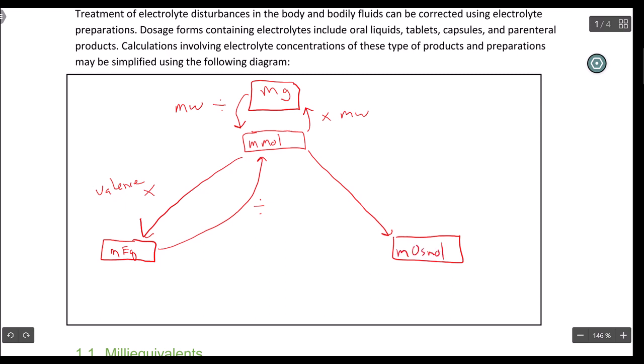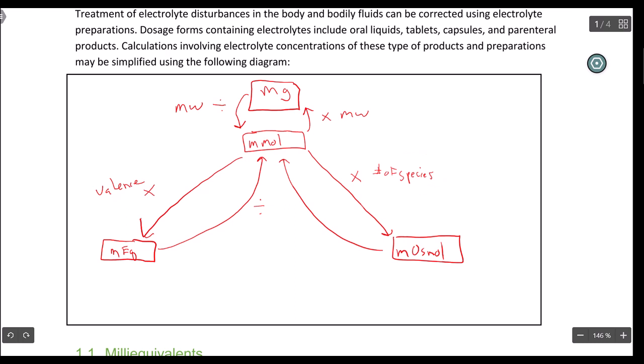I have milliosmoles. If I'm going to go from millimoles to milliosmoles, I'm going to multiply by, this time, the number of species in solution. Species meaning the number of particles, number of things in solution. And if I want to go the opposite way, from milliosmoles to millimoles, I would divide by the number of species.